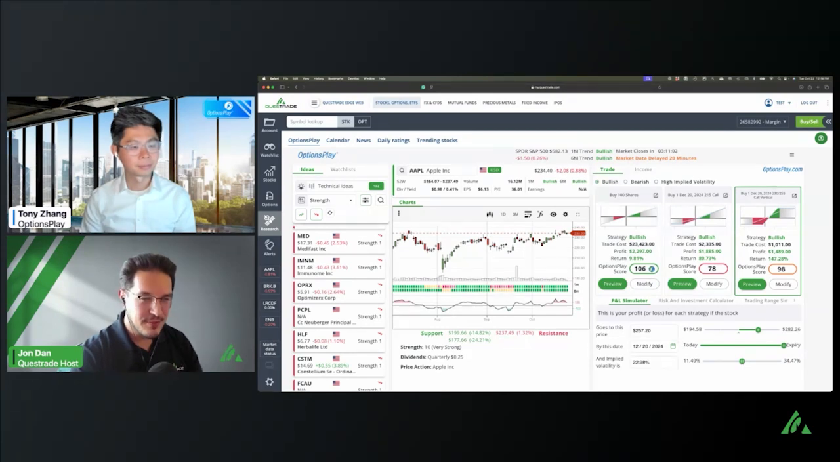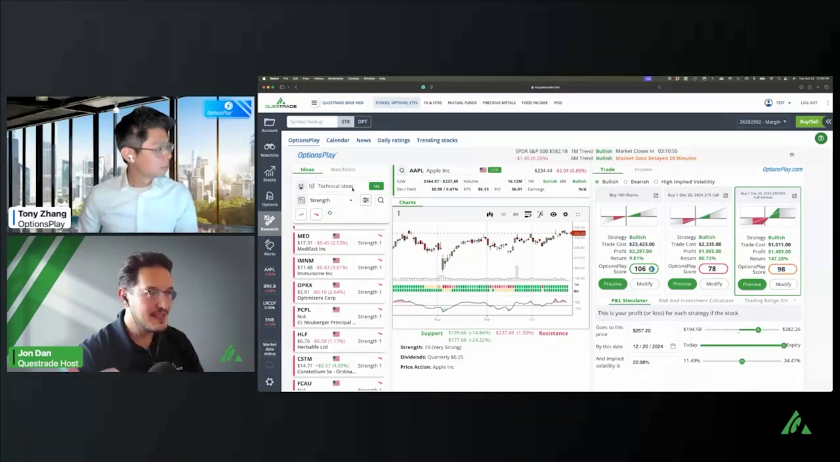We've got a few questions about how OptionsPlay generates the ideas. So if you don't mind elaborating a little bit, is it AI? Is it an algorithm? Is it a set of parameters that helps screen these technical ideas for us? Like what helps feed the ticker symbols and these kinds of trade ideas into the platform?